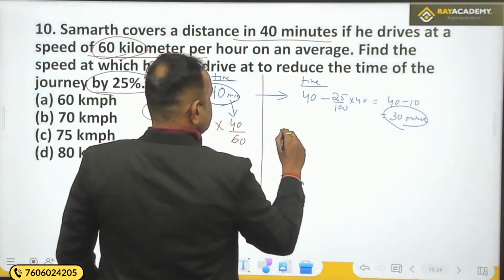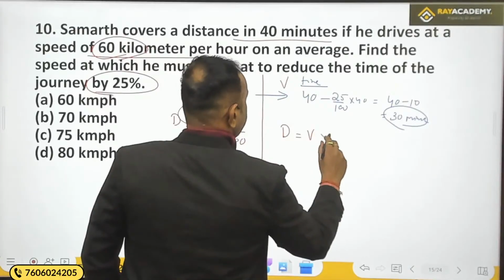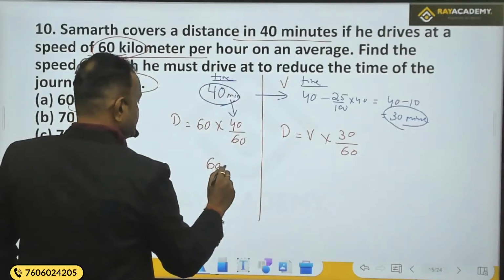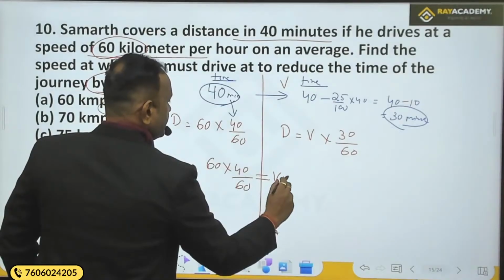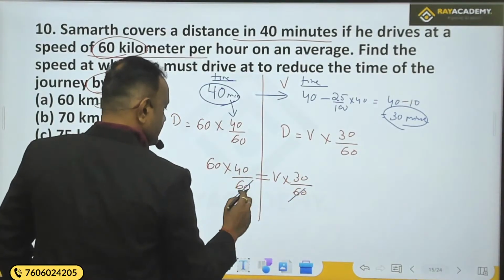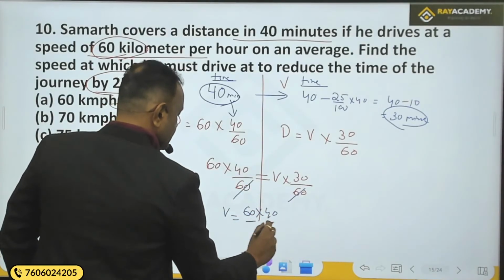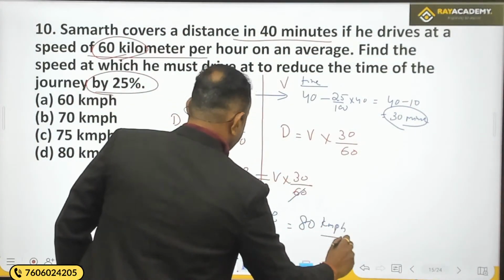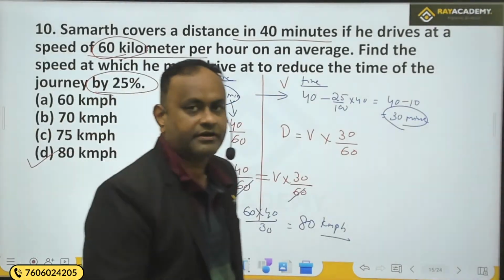Similarly, the distance is v, the speed, multiplied with 30 by 60. Both the distances are the same, so you can equate 60 into 40 by 60 equals v multiplied with 30 by 60. You see the 60 cancels, but still you have to take care. 60 into 40 by 30, so that is 80 kilometers per hour. The right answer is option D, that is 80 kilometers per hour.